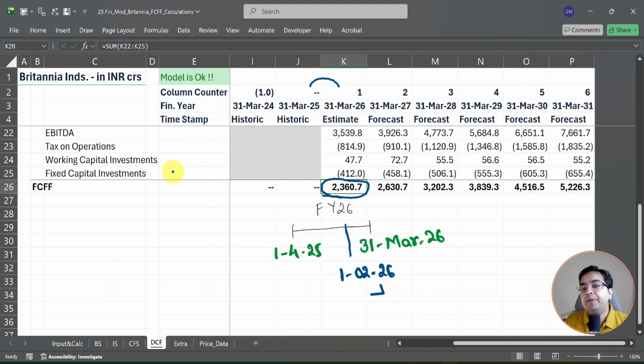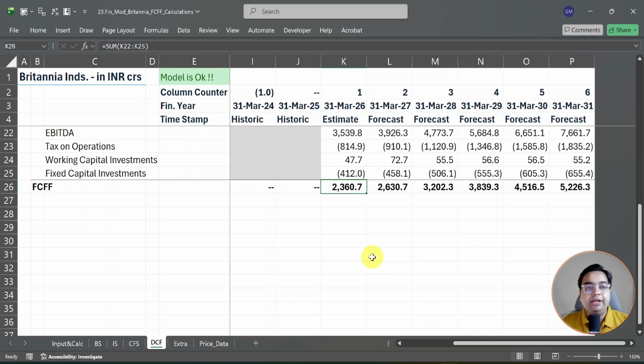The second part is that the future economic benefit generated for March 26 will be spread across the financial year, which is starting from 1st April 25 to 31st March 26. But since we are doing the valuation on 1st Feb 2026, the cash flows generated for the financial year are spread between the period which is already completed and which is yet to complete from the valuation date. So we are also going to bifurcate that part as well.